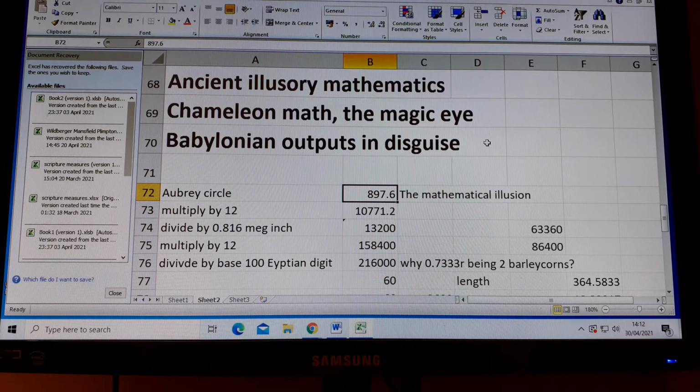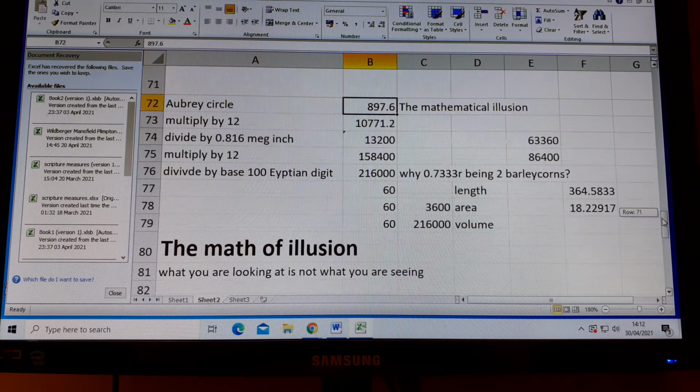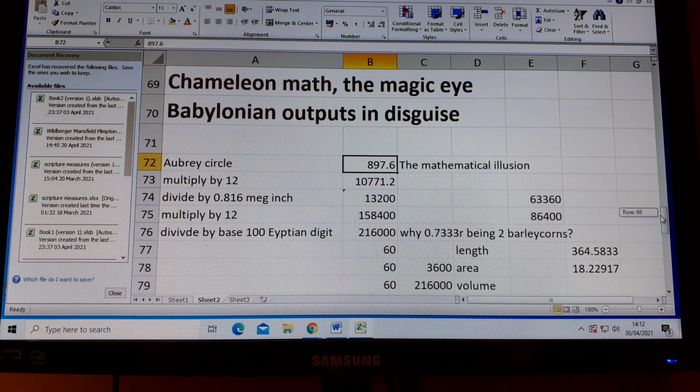And why are we dividing by it? It's 0.7333 recurring. The base 100 Egyptian digit. It's 2 barleycorns, 2 ancient barleycorns. Why are we dividing by it? Because there are 6,336 inches in a mile. And if we divide that by 0.733, we get 86400.